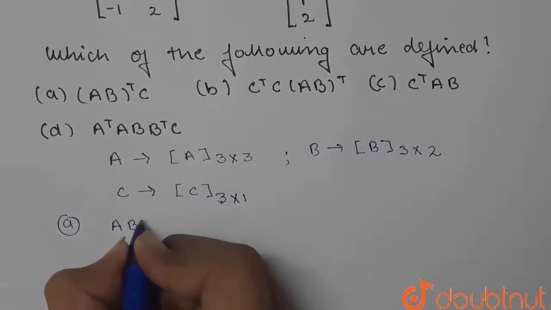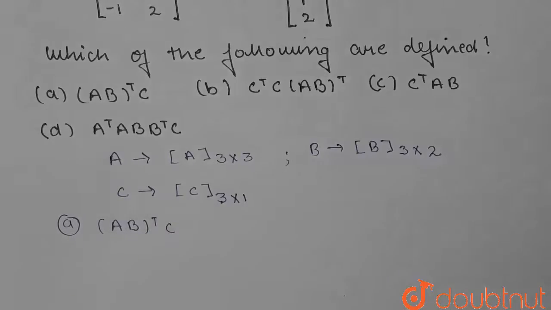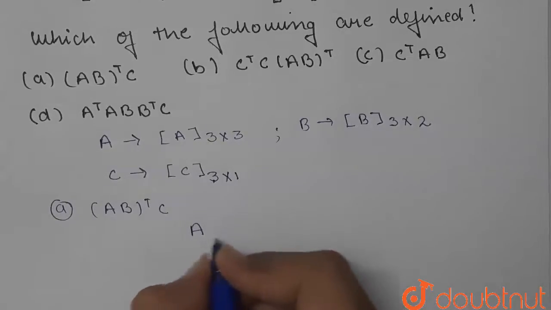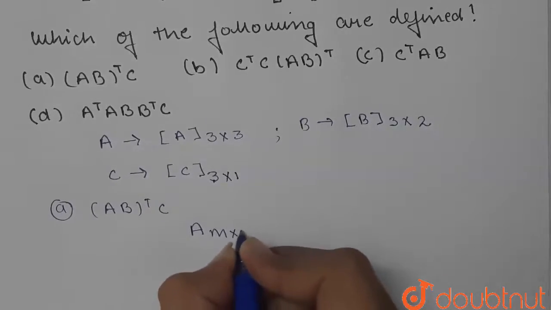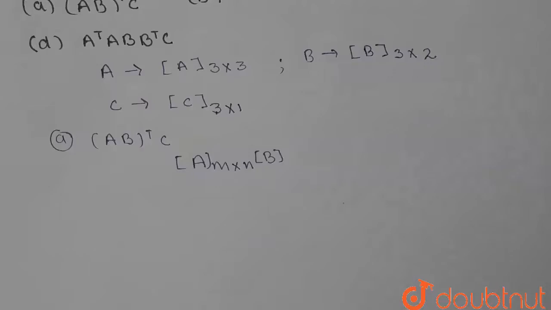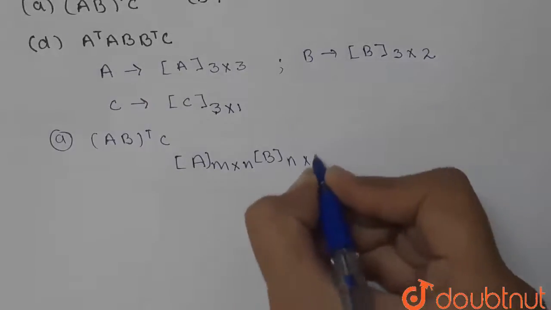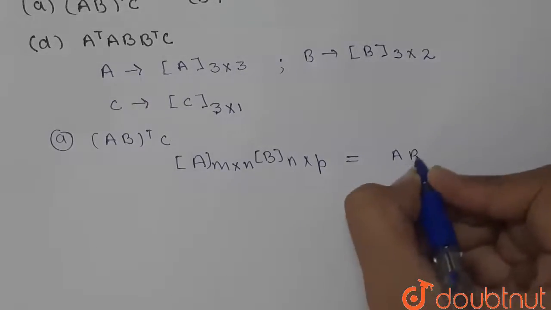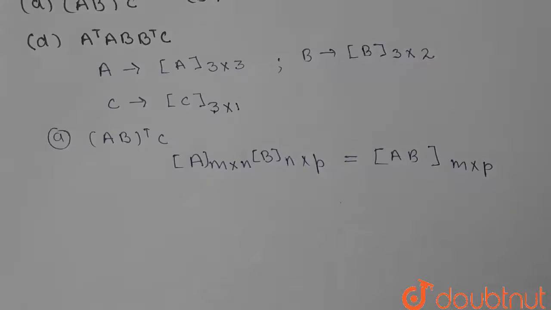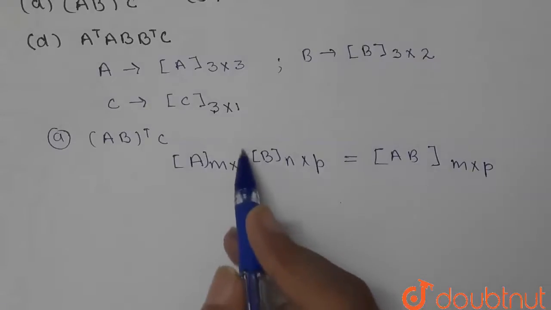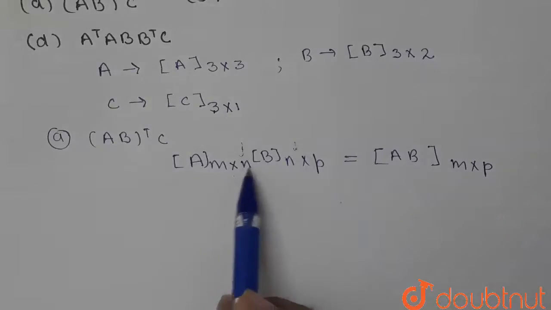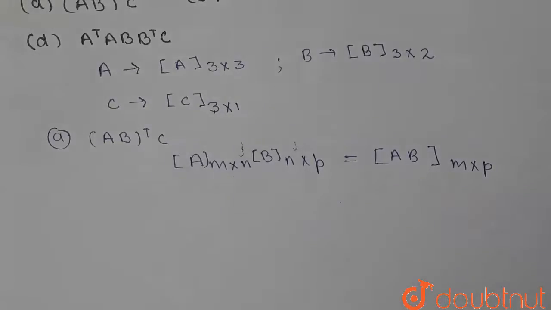If I start with the first option, that is AB transpose into C, but before that, let me tell you the condition where the matrix product is defined. If I have a matrix A whose order is M cross N, and B is an N cross P matrix, then the resultant AB matrix will be of order M cross P. Basically, the number of columns in the first matrix and the number of rows in the second matrix must be the same. If this happens, then their product is possible, that means they are defined.